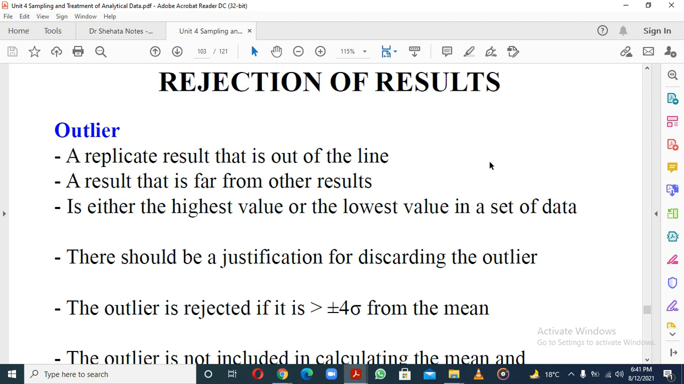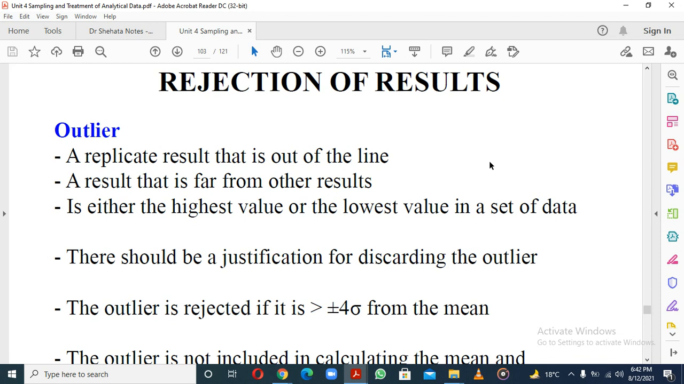So we now go to rejection of results. When you are doing an experiment, there are going to be those values which we call outliers. The outlier is a replicated result. Let's say you've got 6 samples, then 5 samples are close together, then the sixth one is just way overboard. It's very far from the other results, so it can either be the highest or the lowest value. It will just be all over the place. So this is called an outlier.